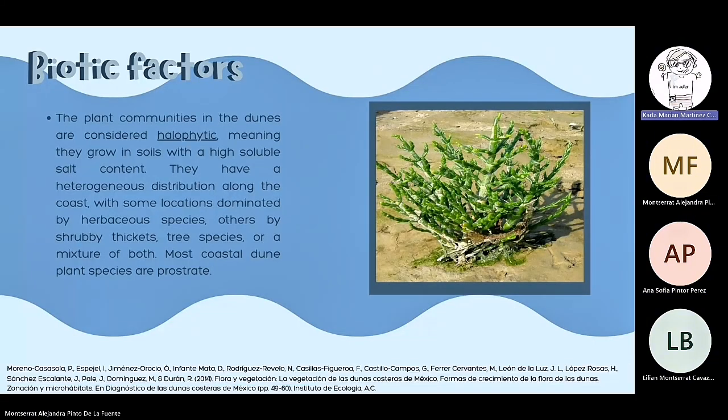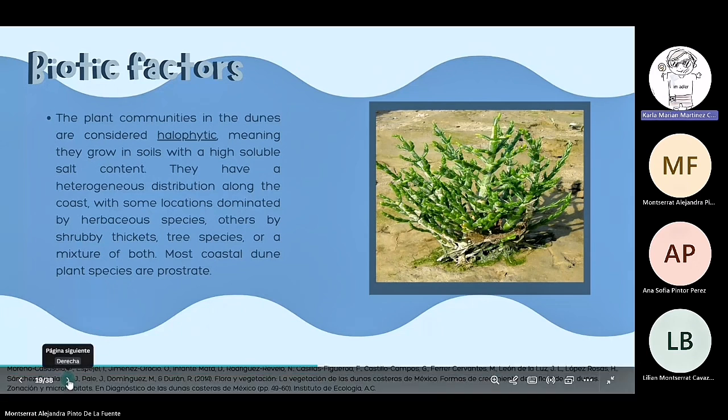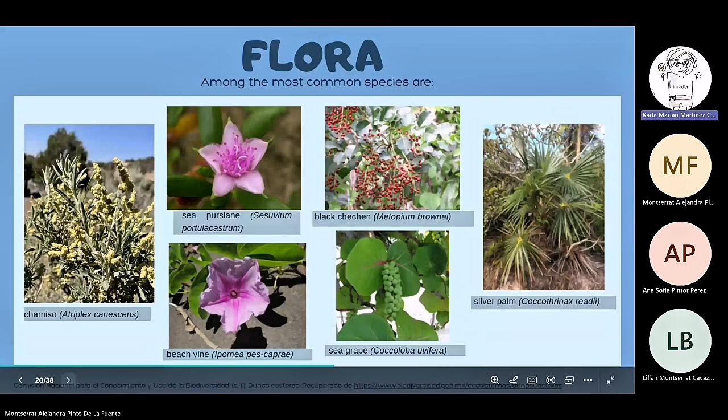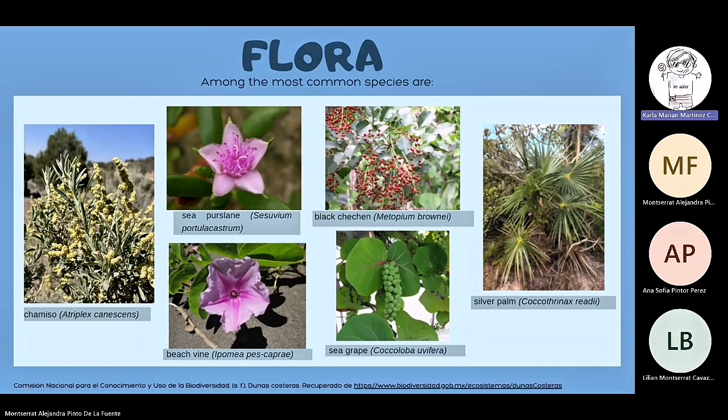Biotic factors. The communities of plants in the dunes are halophytic. This means that they grow in soils with high salt content. Now, in the next slide, we have the flora, the most common species. We have the chamiso, the sea purslane, the black chechen, silver palm, the sea grape, the beach vine.